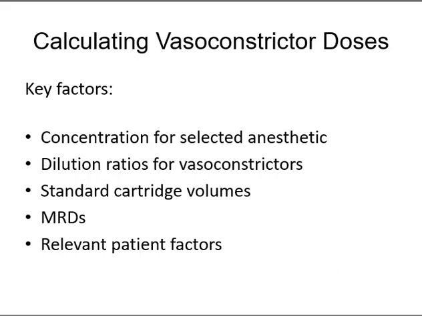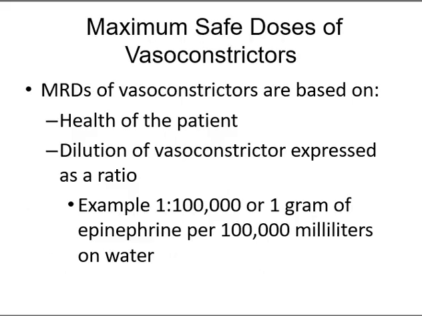Now we're going to talk about vasoconstrictor doses and MRDs for those, relevant patient factors, standard cartridge volumes, and the dilution ratio for vasoconstrictors. So maximum recommended dosages for vasoconstrictors are based on the health of the patient. If the patient's super healthy, it's a health-based recommendation. If the patient is a cardiovascular patient, we call it a CV dose, cardiovascular. They have high blood pressure, they've had a heart attack, anything would be considered cardiovascular, even high blood pressure.